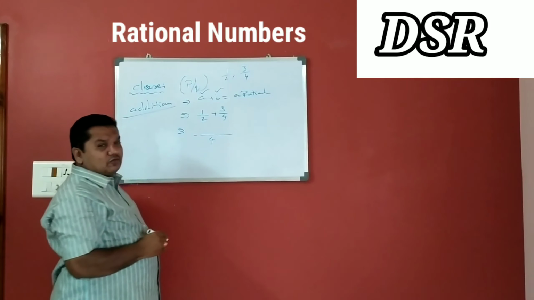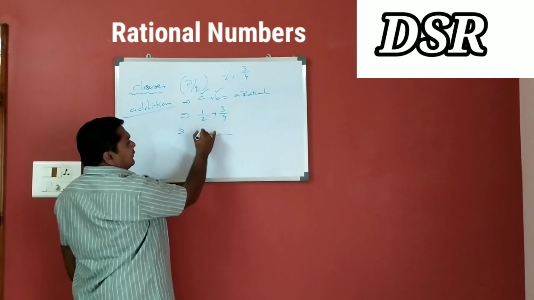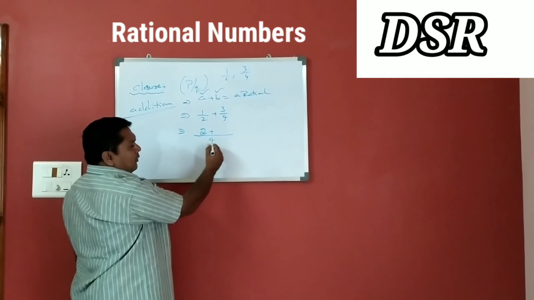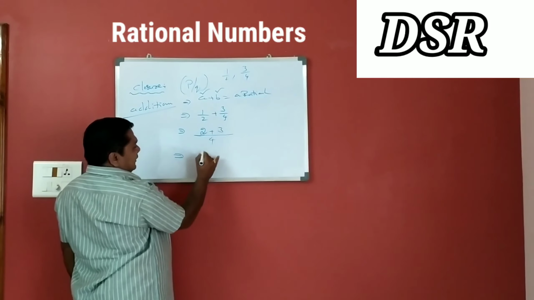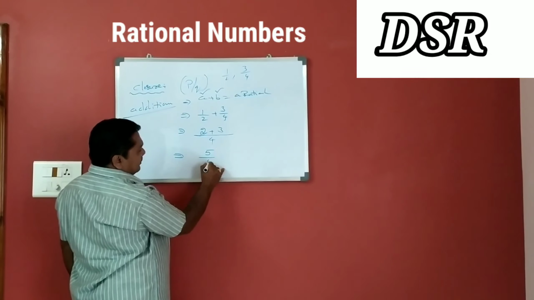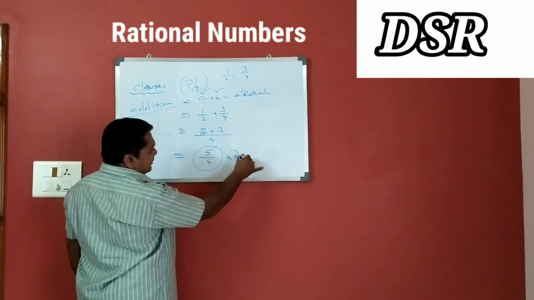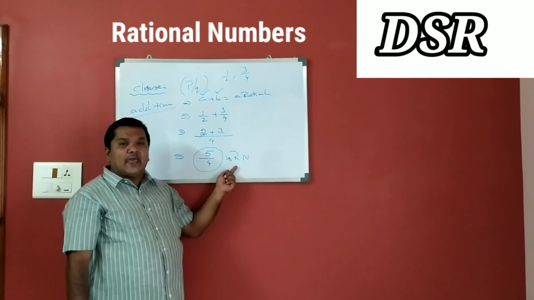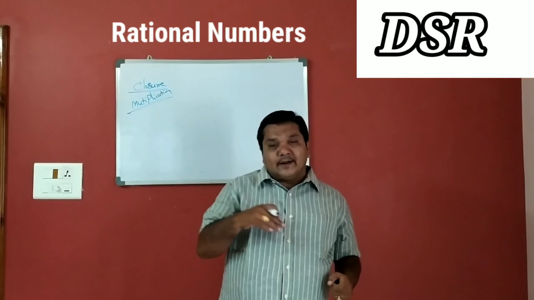4 contains 2 how many times? 2 times. 2 twos are 4. 2 into the numerator 1 is 2, plus 4 contains 4 one time, and 1 three is 3. That implies 2 plus 3, 5 by 4. So 5 by 4 is a rational number. If you take any two rational numbers, the sum is also a rational number. Now the closure law under addition is satisfied.